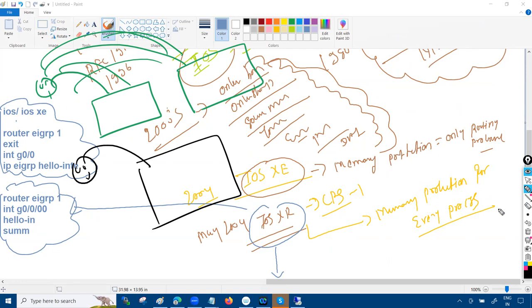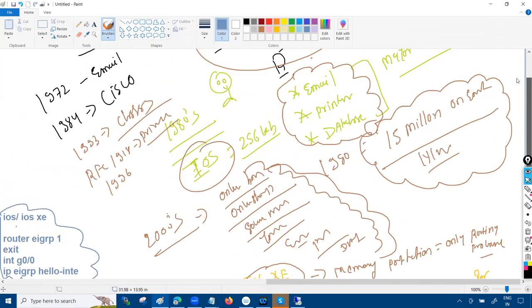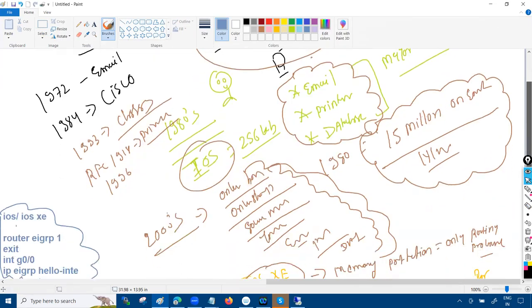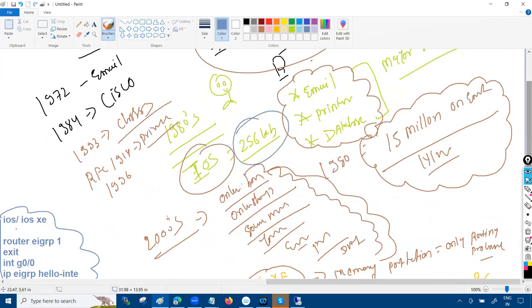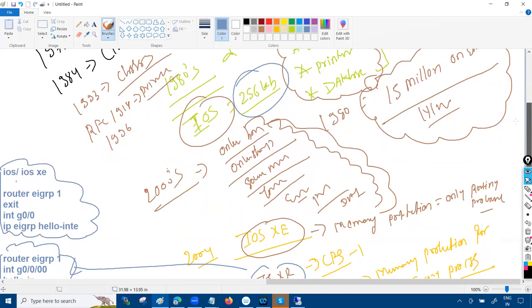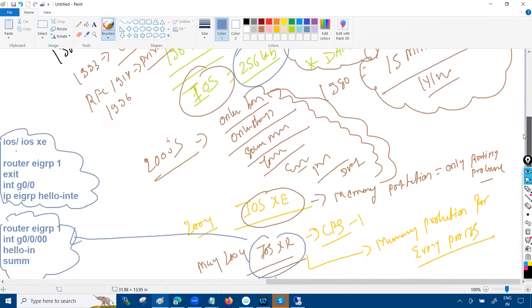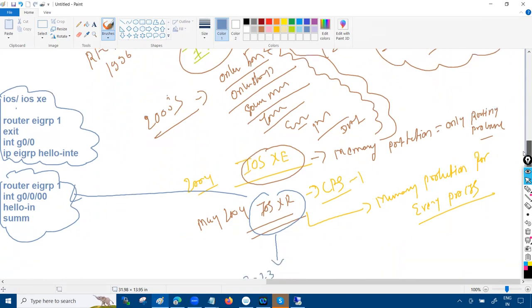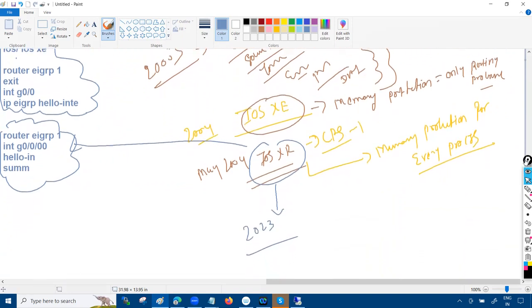So that's a major recap. If you see from the 90s, iOS was good. But when things gradually increased, 15 million users were there in the 90s. Things changed in the 2000s. What happened? Online shopping came into the picture, social media, and the internet had a huge requirement. iOS could not handle all those things.